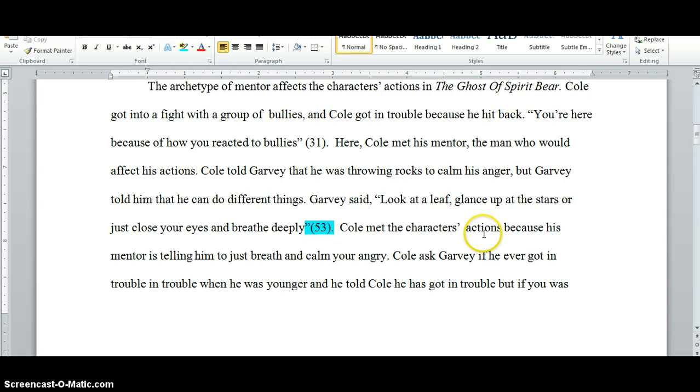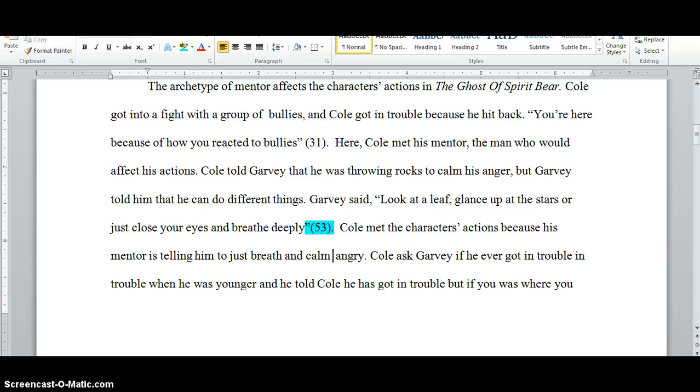Cole is the character whose actions are affected, right? So maybe what you want to say, Cole's actions were affected because his mentor is telling him to just breathe and calm his anger.